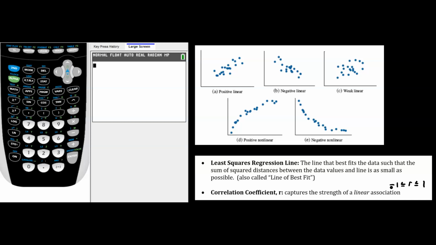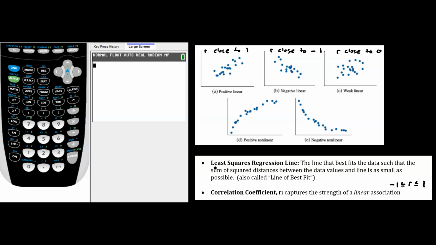So if we take a glance back at some of these plots, the R value in this one would be close to 1 because it was a positive linear association, and it was a pretty strong association. Same thing here. If this is a pretty strong negative linear association, this R value would be close to -1. And then in this weak linear association, here is where you would have an R value that would be close to 0.